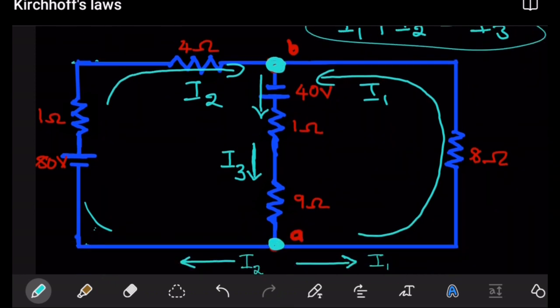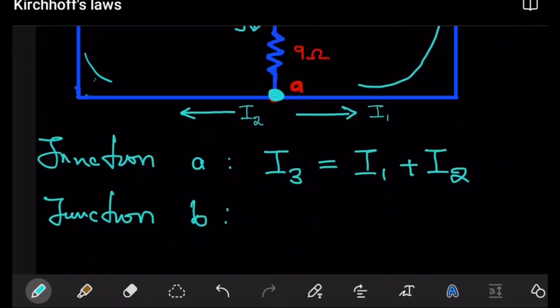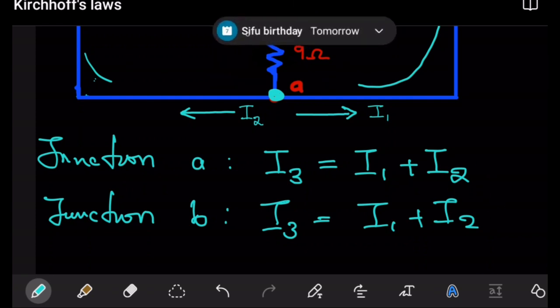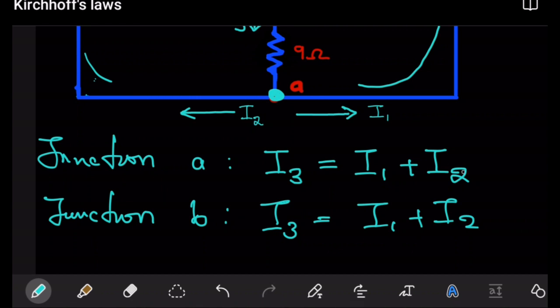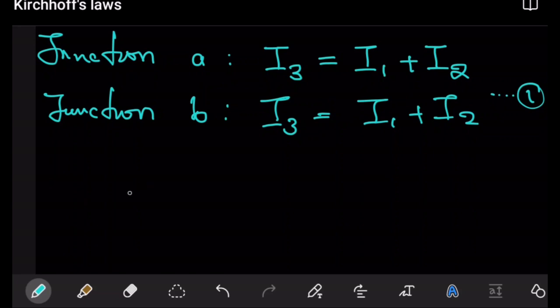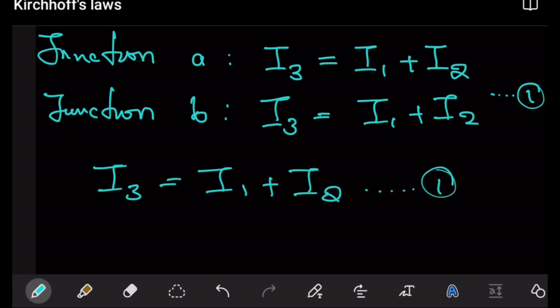So if you look at this equation, it's just telling us the same thing that junction A was telling us, that the current I3 is equal to the current I1 plus I2. So no new information is being obtained here. It's just everything that we know. So let's just label this equation as equation 1. So from the junction law, all that we have obtained is that I3 is equal to I1 plus I2. This is all from the junction law.